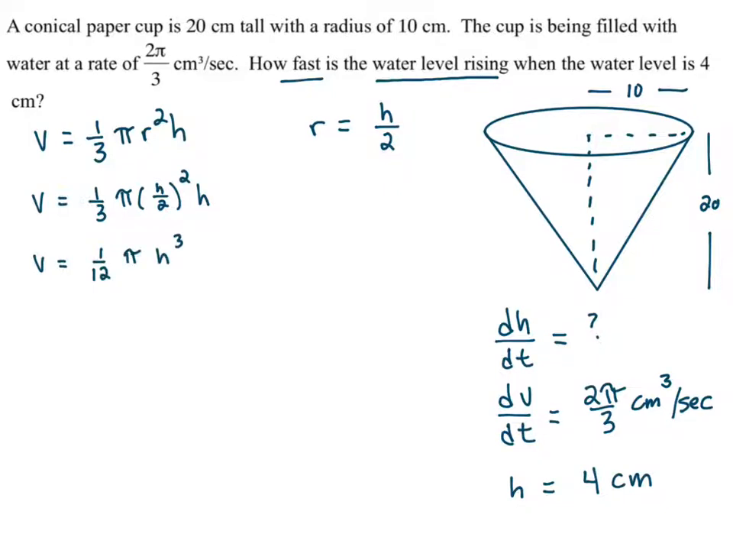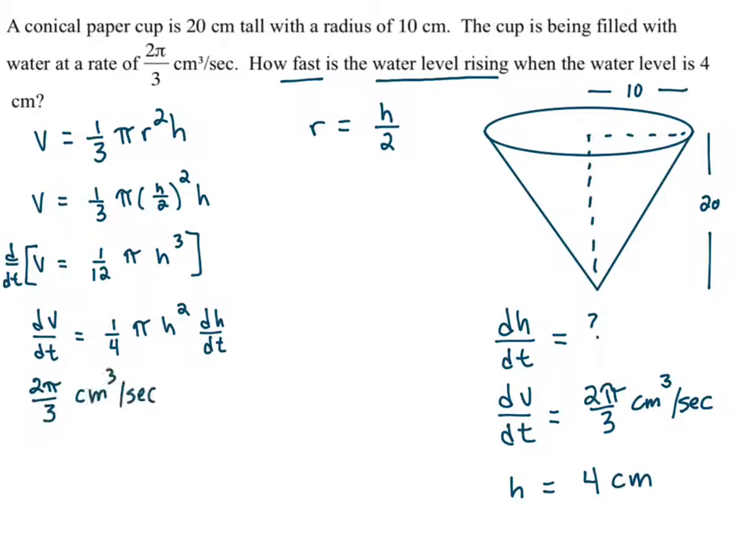Now we'll go ahead and take the derivative of that with respect to t. So dV/dt, the 3 would move in the front, simplifying 3 over 12 is 1/4, and then pi h squared, dropping it by power, and then dh/dt because of the chain rule. Once I have my related rates formula, I can plug in my 2 pi over 3. That is my volume, so I'm going to plug that in for the dV/dt, and then I'm going to plug a 4 in for the h. So 2 pi over 3 equals 1/4 pi 4 centimeters squared, and then dh/dt.